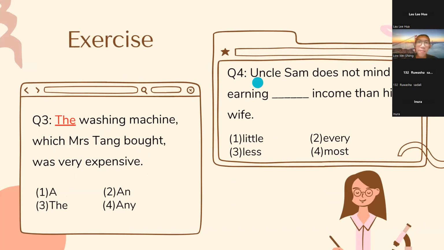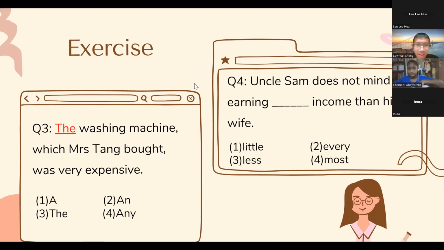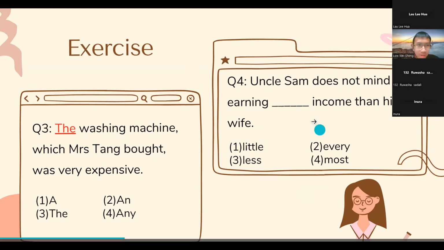All right. So question 4. Uncle Sam does not mind earning X income than his wife. The answer is less. Okay, I'm hearing less. Anyone else? Any other answers? No? No.